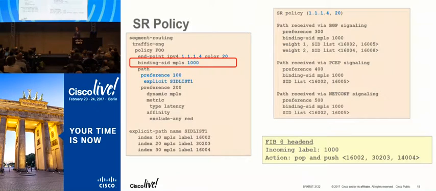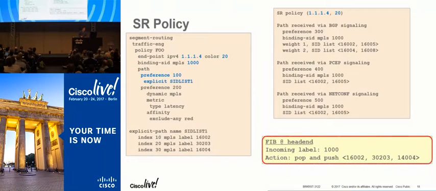In the data plane, a policy is identified by a binding SID. It's a local label bound to the policy. In this case, we configure it explicitly and we give it the label value 1000. That's one option. Or you don't configure anything and you let the router pick a local label and bind it to the policy.